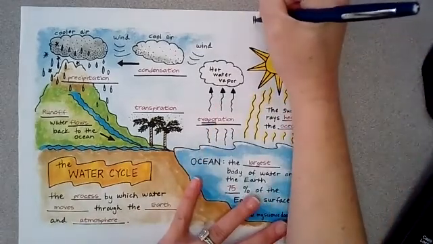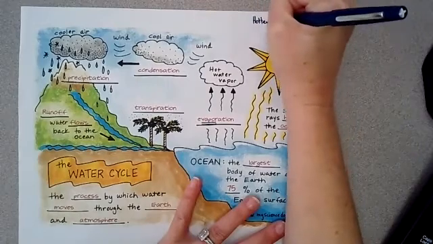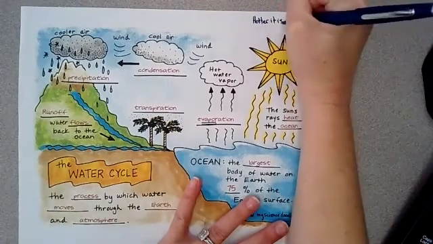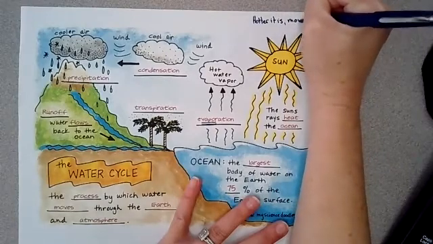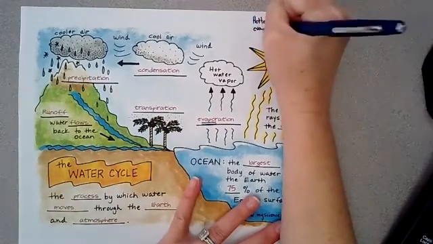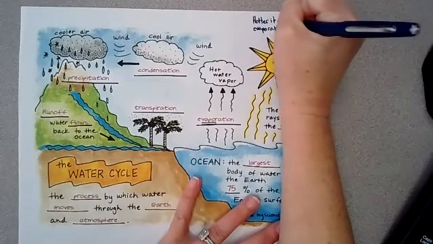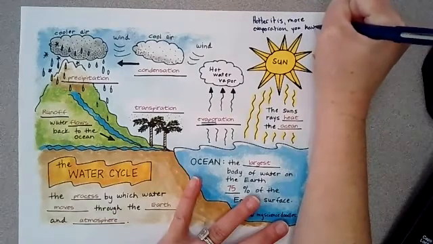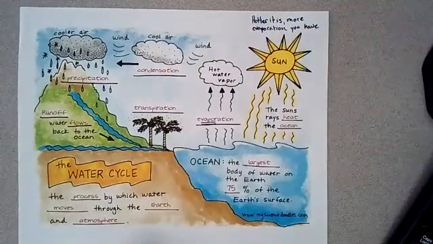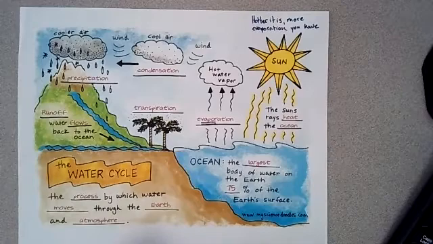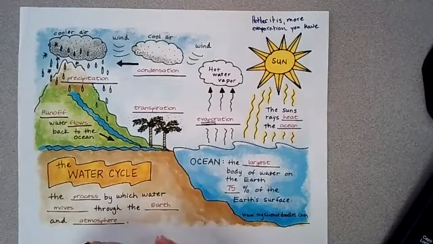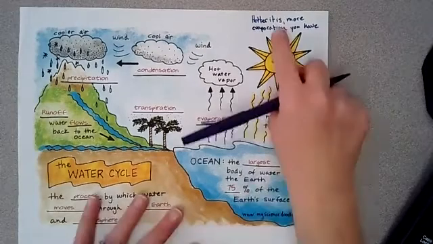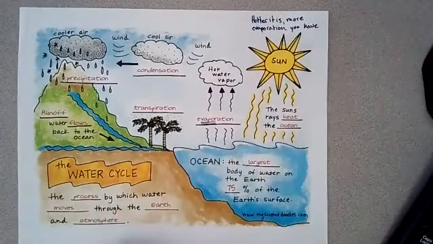Now I want you to write this up here: the hotter it is, the more evaporation you have. On your study guide, one of the questions, on your Kahoot, it said, does more evaporation occur in the daytime or at nighttime? Well, definitely during the daytime, because that's when the sun is out. The hotter it is, the more evaporation you have, okay?